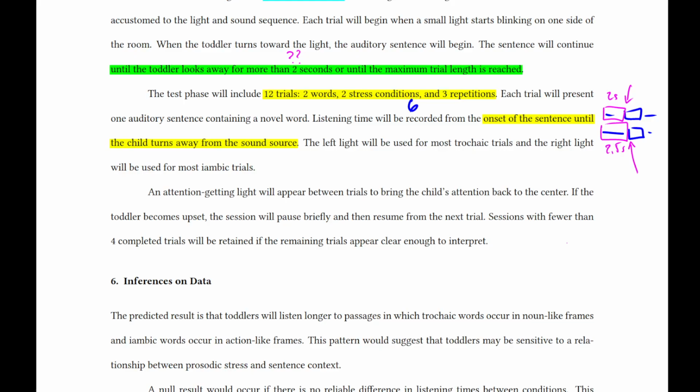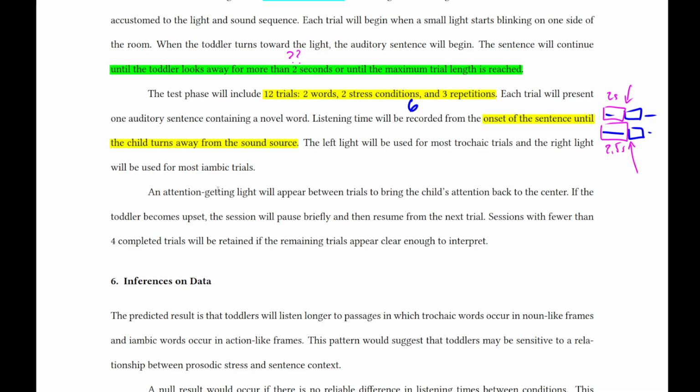An attention getting light will appear between trials to bring the attentions back to the center. Okay, so there is a middle light there. That could have been written a little bit earlier. I won't highlight it, but that would have been nice. So now we have 3 lights in our trials, a middle one, a left one, and a right one. If the toddler becomes upset, the session will pause briefly and then resume from the next trial. Okay, that's fine. So if it's upset, we're not going back to something we've already heard. We're just going to go to the next one.